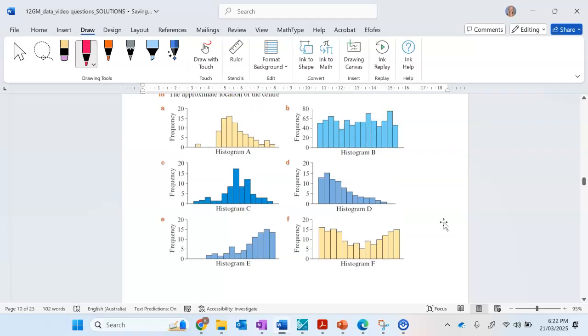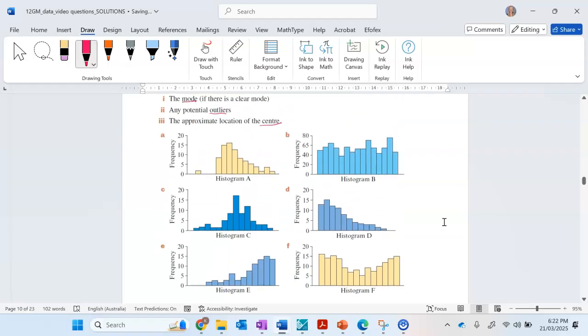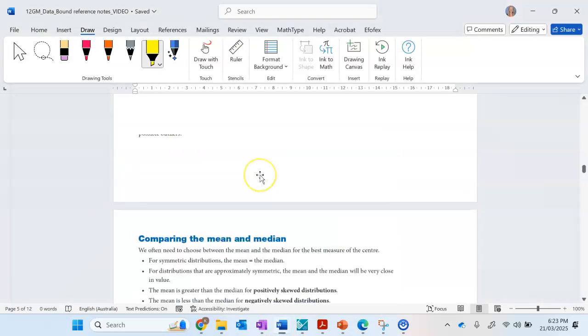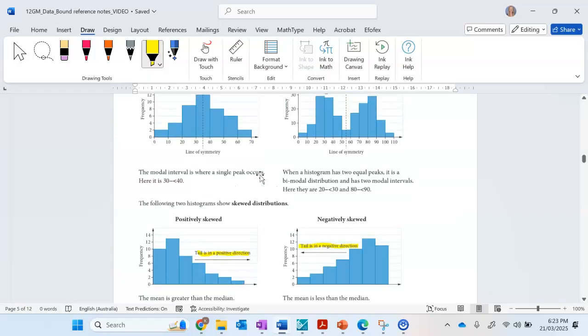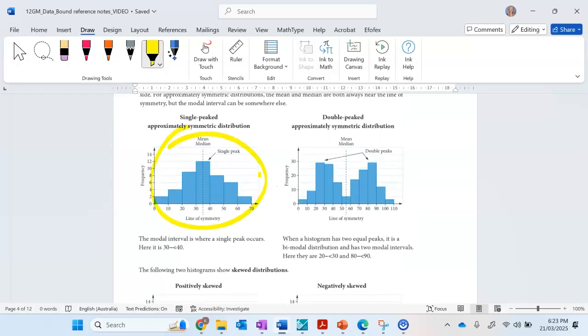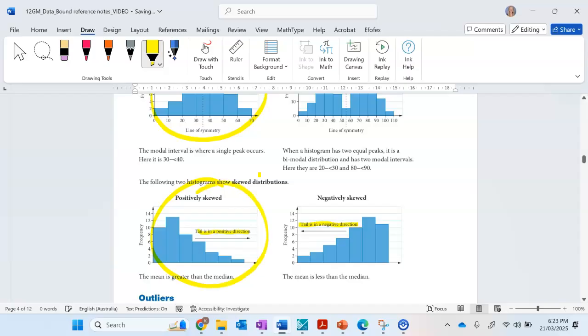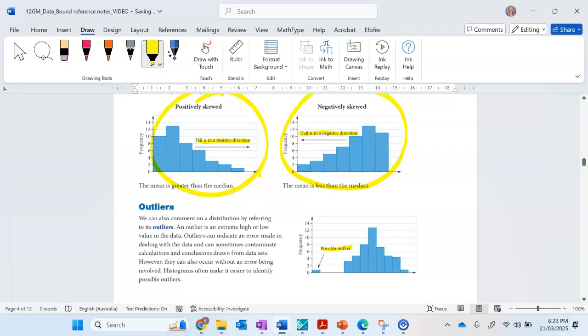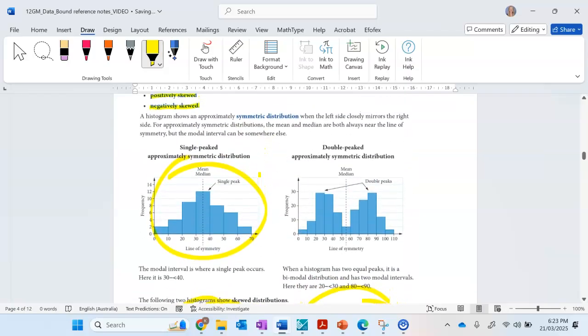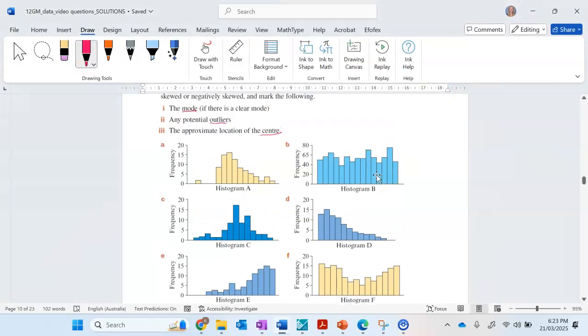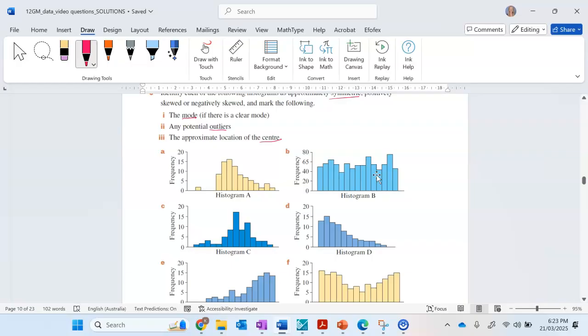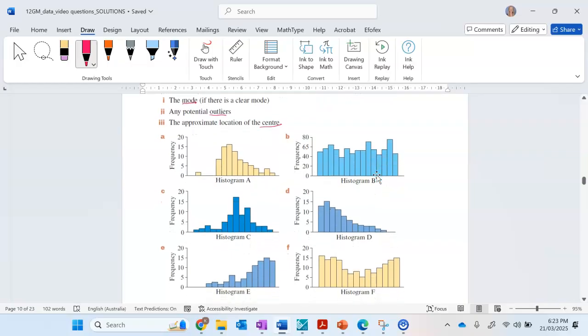So let's do the shape first. That's whether it's symmetrical, negatively skewed, or positively skewed. Just going back to your notes, remember, you've got it written in your notes. There's symmetrical here, and then we've got positively skewed, and there's negatively skewed. An outlier is something that is very on the end. And what was the other thing we had to do? The mode is the peak. Where is your peak? And the approximate location of the center. So we could go through the frequency and work that out as well.